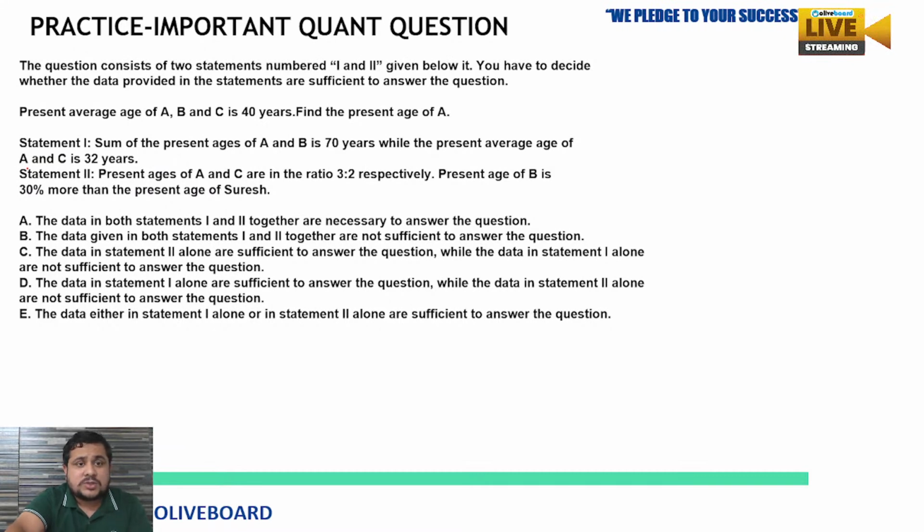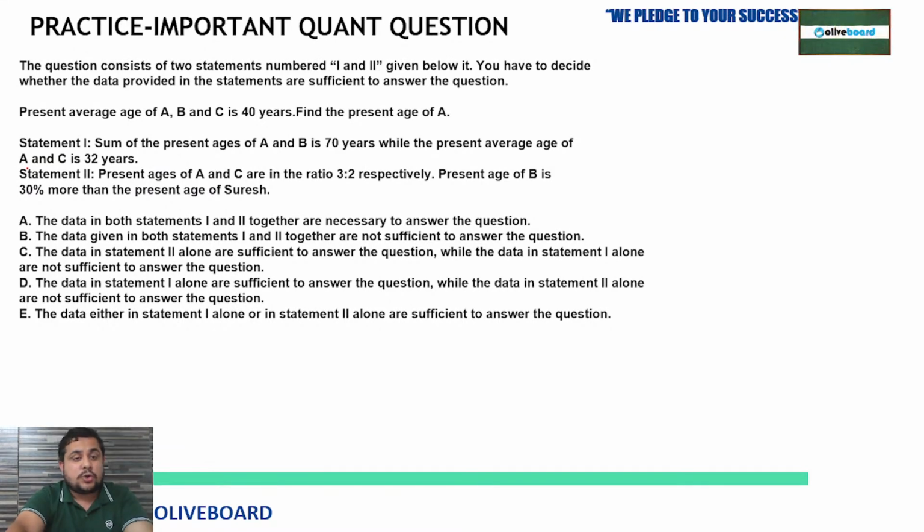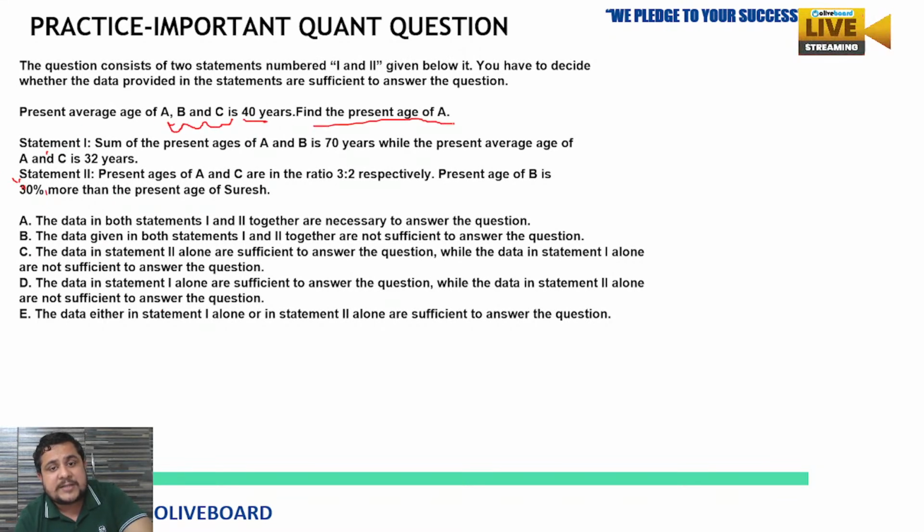Okay, fine. So now you have some time to solve. I'm giving you some time. Try to understand, it is based on what? Data sufficiency, right? Present average age of A, B, C is 40 years. So there are three persons whose average age is given, that is 40 years. Find the present age of A.